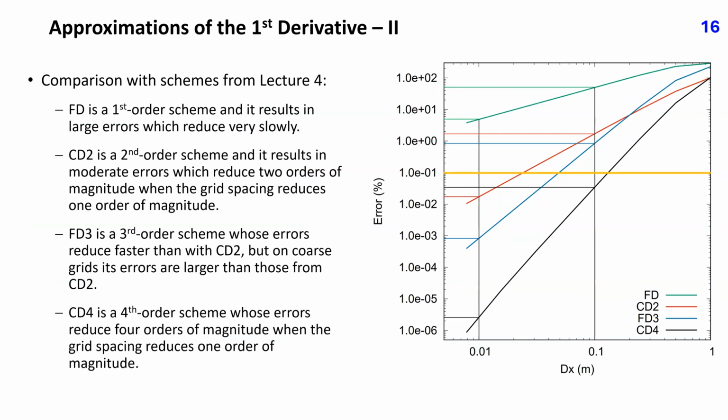Let us now compare the convergence of two higher-order schemes, third-order forward difference FD3 and fourth-order central difference approximation CD4, with two lower-order schemes considered in lecture 4: first-order forward difference FD and second-order central difference approximation CD2. The first-order forward difference approximation results in high errors which reduce very slowly, linearly proportional to the reduction of grid size. For grid spacing of 0.01 meter, the error amounts still to 5%.